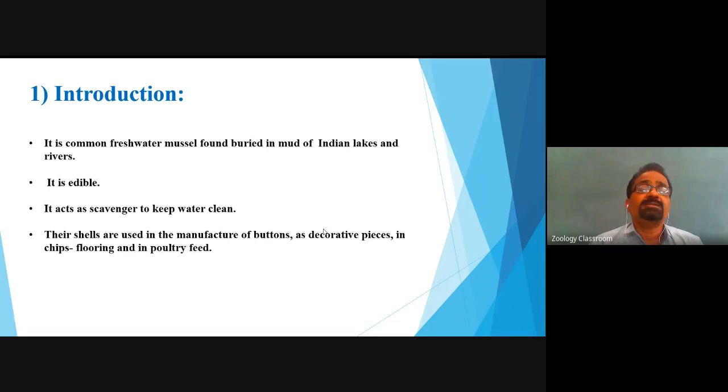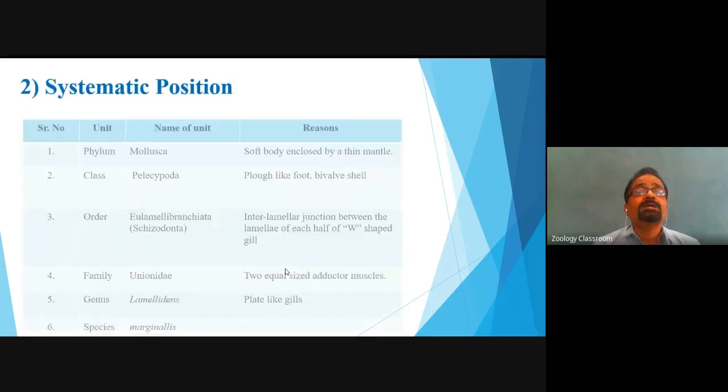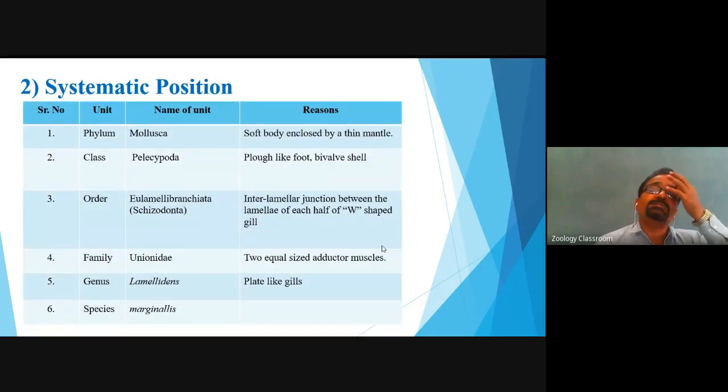The introductory part: it is a freshwater mussel found buried in the waters of Indian lakes, ponds, and rivers. It is edible, it's a scavenger, it keeps the water clean, and it has some commercial value. The shells are very important. The powder of the shells, as it is rich in calcium carbonate, is used in poultry feed to provide nutrients. Systematic position, we have discussed where it lies in the animal kingdom.